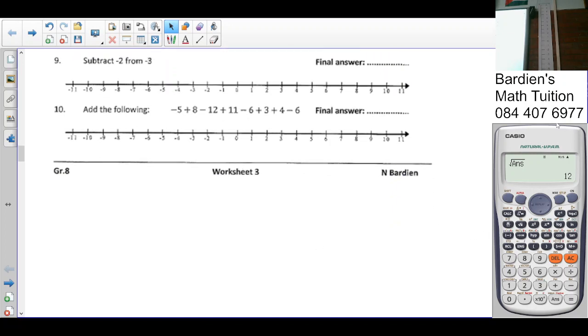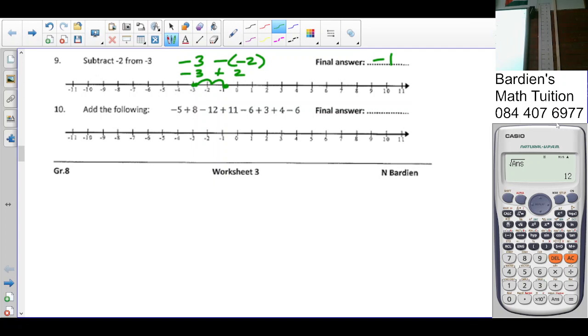Right, the next one says subtract negative 2 from negative 3. So you've got negative 3 minus negative 2. A negative times a negative is a positive 2, so negative 3 plus 2 will give you negative 1.